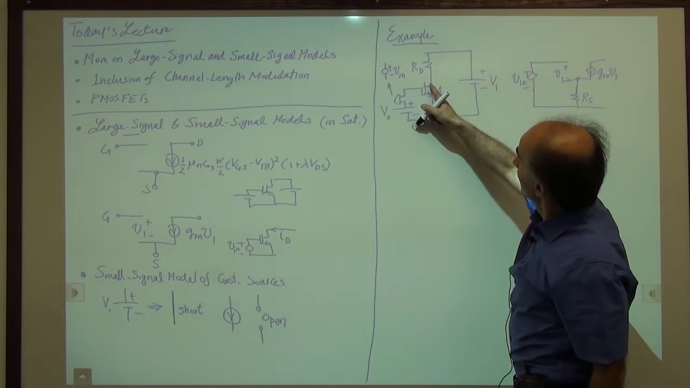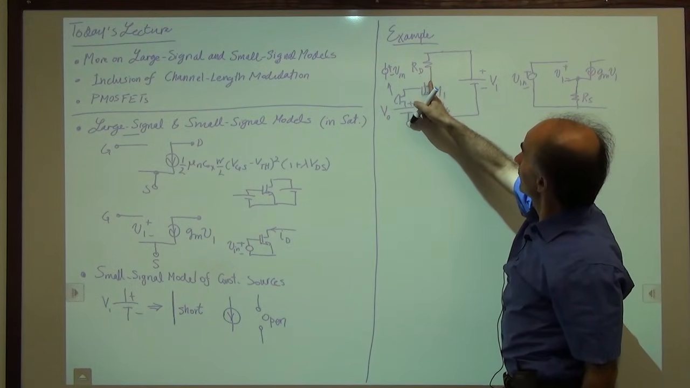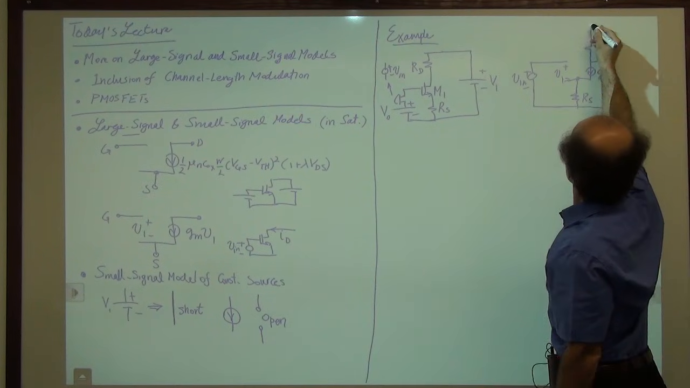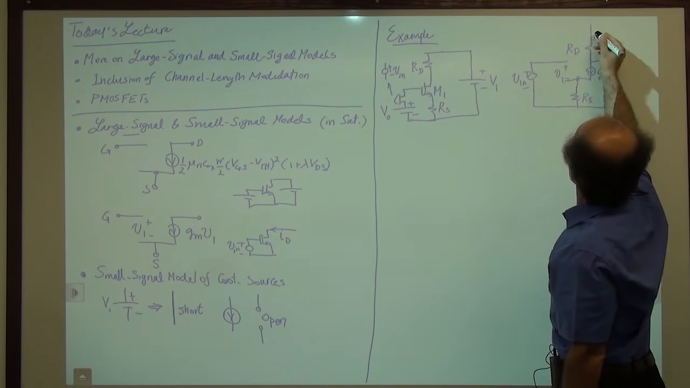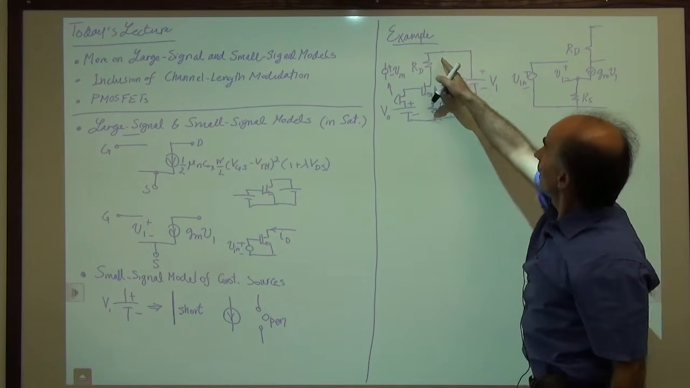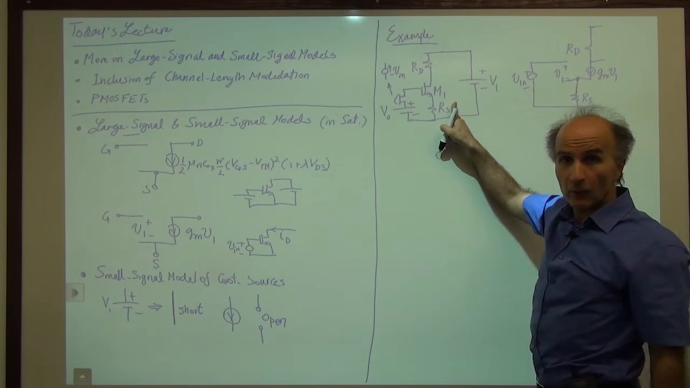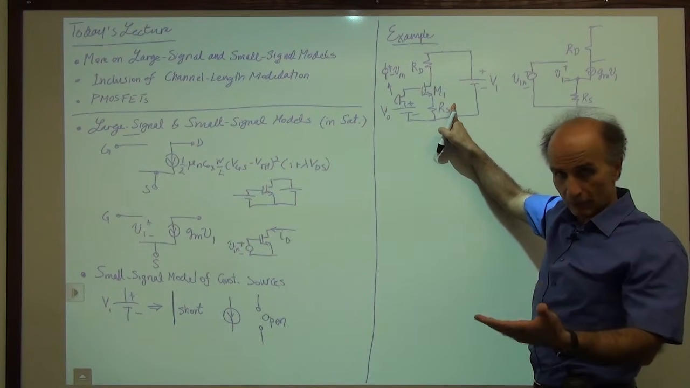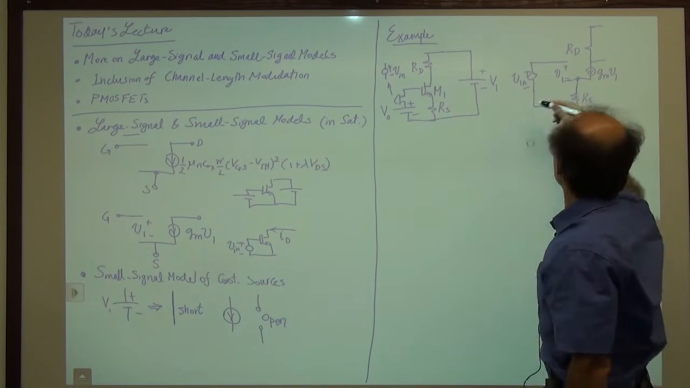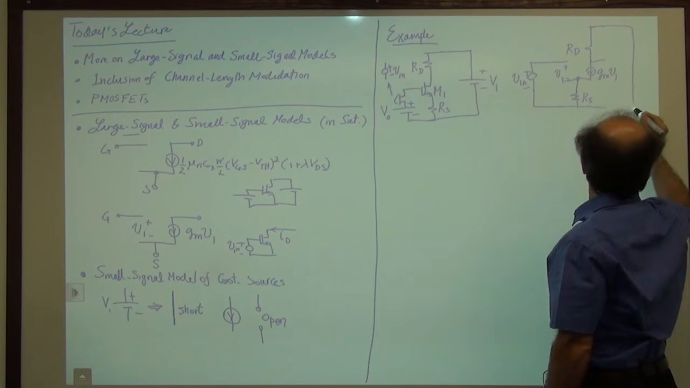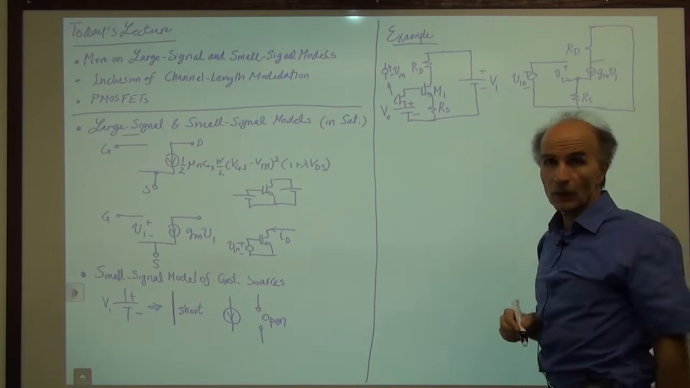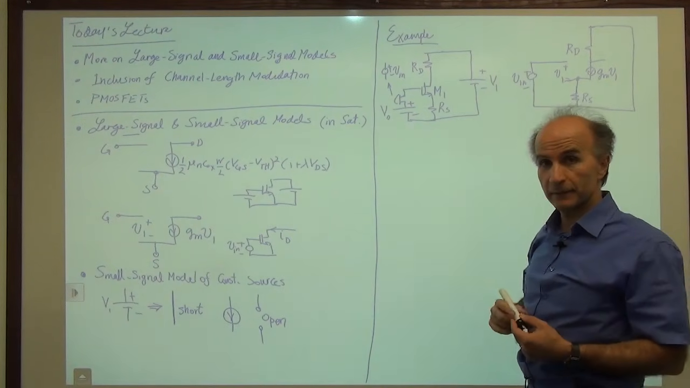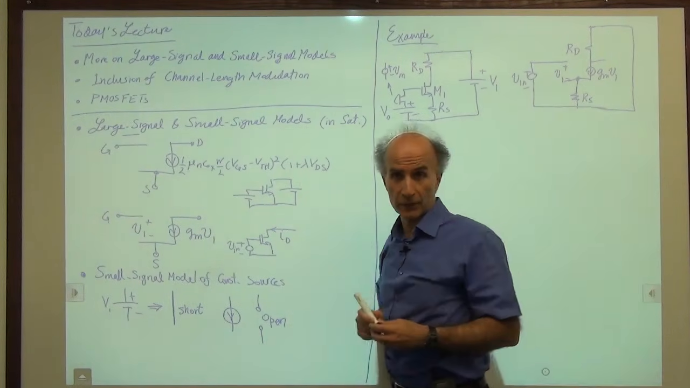Then what do I have? I have a resistor RD going from drain to this top rail here. So let's put that here, RD. And now I have to replace this battery with a small signal model. The battery voltage doesn't change with time, so it becomes a short circuit. So we have a short circuit all the way down here. This is the small signal model of that circuit. What it does, we don't know, but that's okay for now.